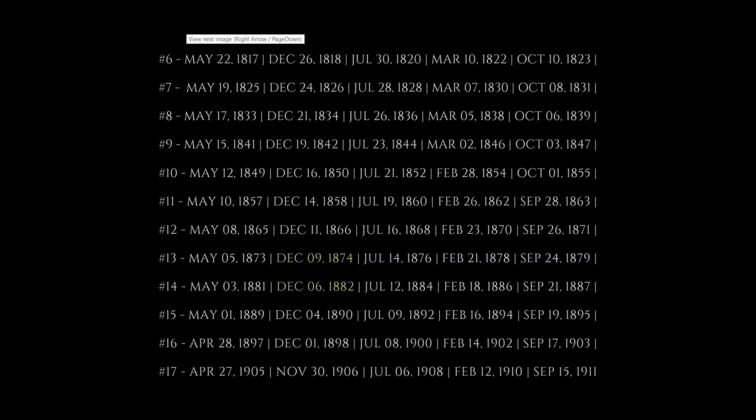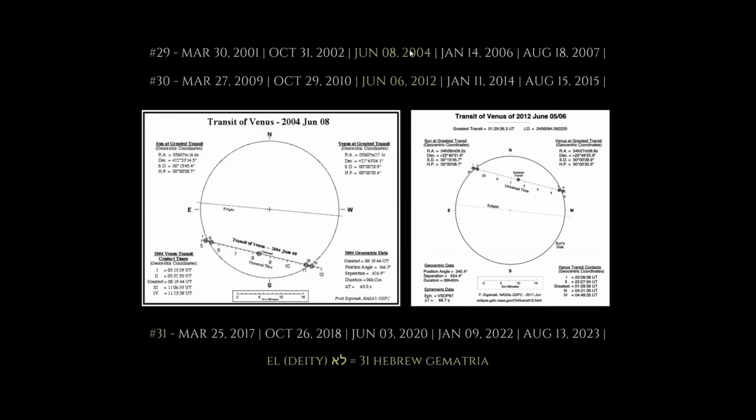Here's number 6 through 17. And these highlighted dates are the Venus transits of the Sun, 18 through 28. And the last 2 completed pentagrams, the last or 30th pentagram completed was on August 15th, 2015. And that was also a year of the pentagram with a Venus transit.